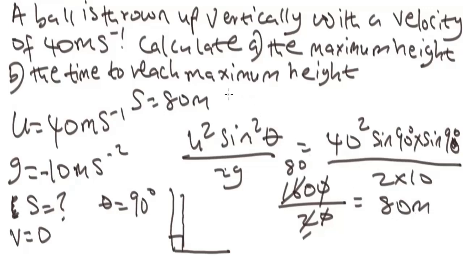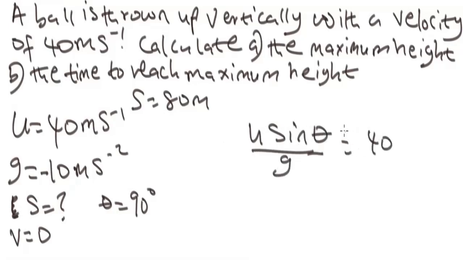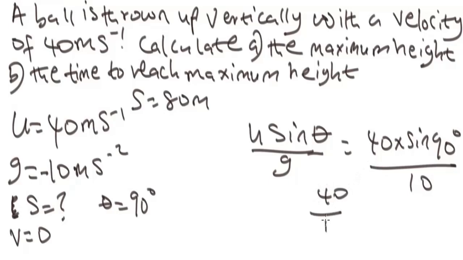Now the same thing is applicable to time to reach maximum height. Time to reach maximum height in projectile is calculated using u sine theta over g. Our u is 40, so 40 times sine 90 degrees over 10. Sine 90 is 1, so we're going to have 40 over 10. So it's still 4 seconds. Either one will work for this particular question. This is basically how you can apply the equations of motion to problems involving motion and solve them.